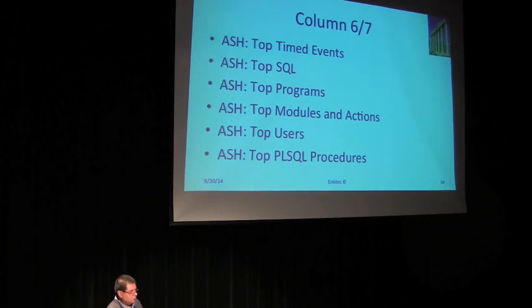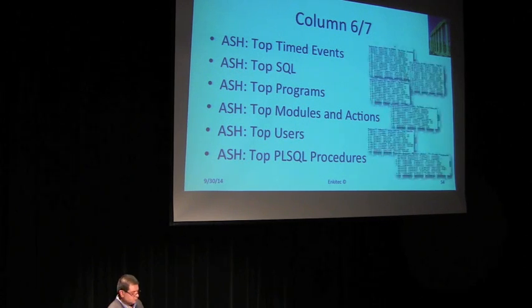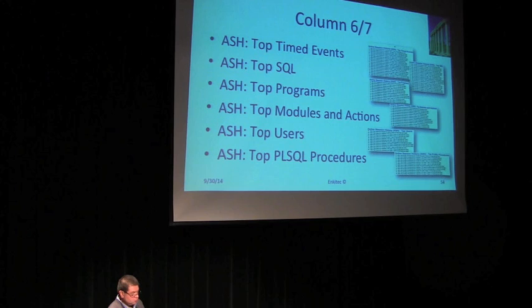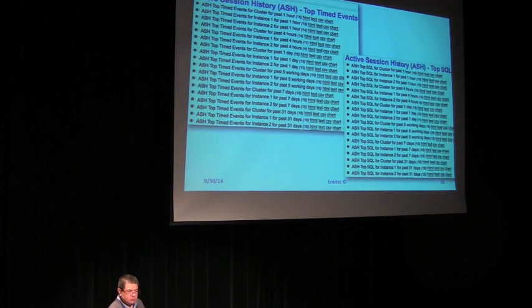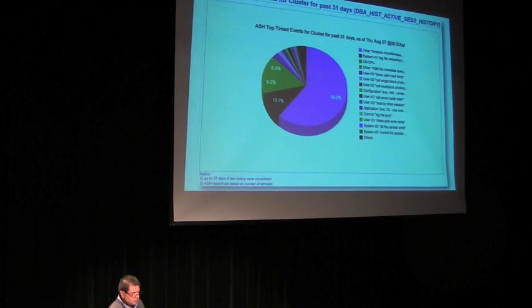So we have on this column, number 6, we have ASH from different perspectives, different dimensions. We can see top time events, we can see top SQL, top programs, modules, users, and PL SQL. And for each one of these, we have a lot of entries, a lot of different views. I mean, we can see for cluster, we can see per instance, and they look something like this.